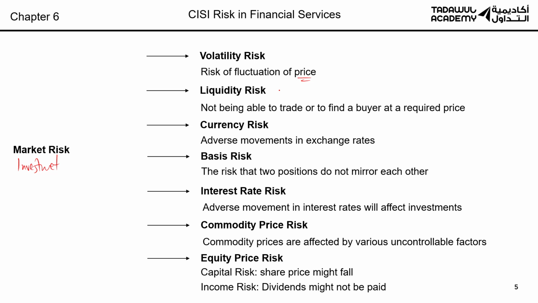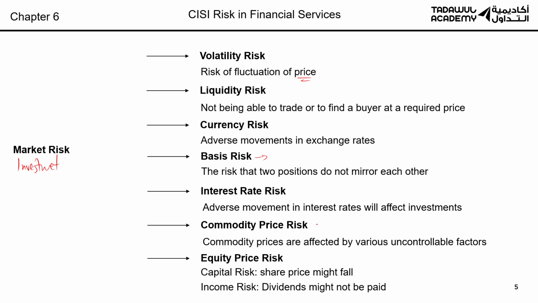Liquidity risk is the risk that you're not able to find a buyer in case you want to sell. Currency risk, the value of the investment currency goes down. Basis risk, two positions do not move in the same direction or do not mirror each other. This is most likely going to be questioned in the case of derivatives. Interest rate risk, certain investments such as bonds and derivatives are very sensitive to interest rate movements.